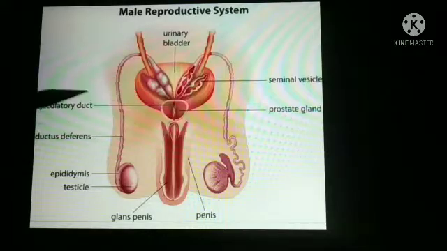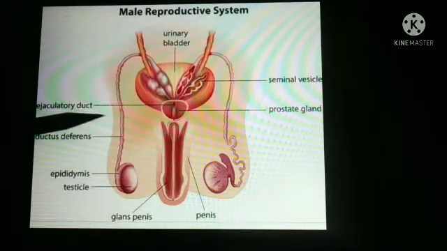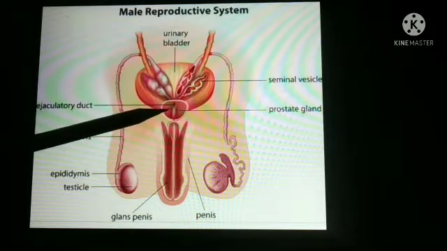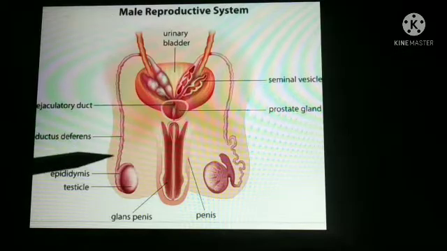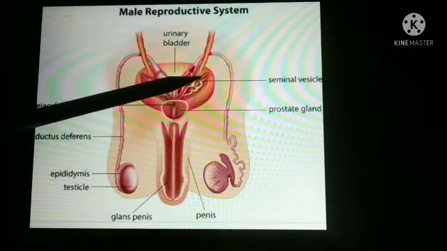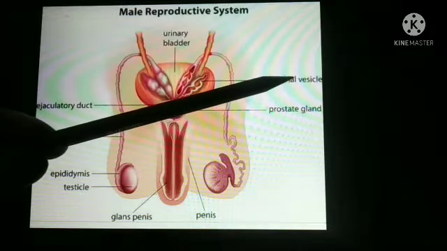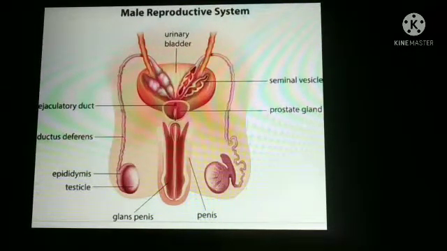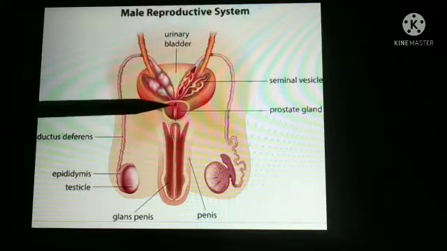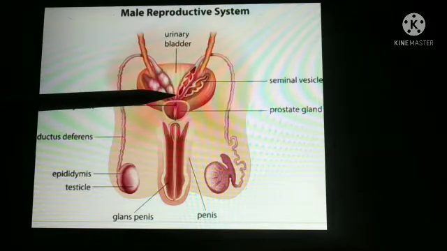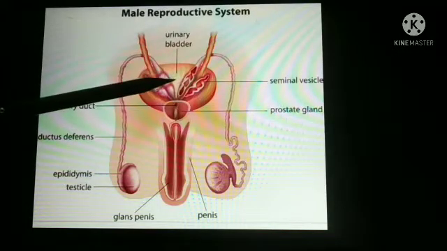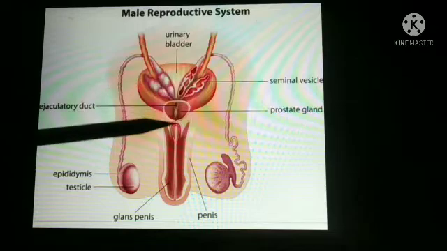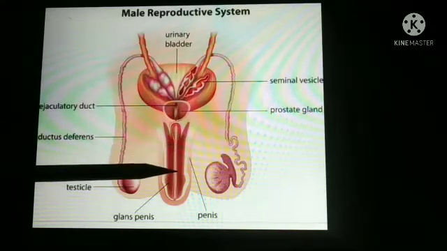Our next part is the ejaculatory duct. So how are these ejaculatory ducts formed? These ejaculatory ducts are formed by the fusion of the vas deferens and the seminal vesicles. What is the function of the ejaculatory duct? The ejaculatory ducts will empty the semen along with the sperms into the urethra.